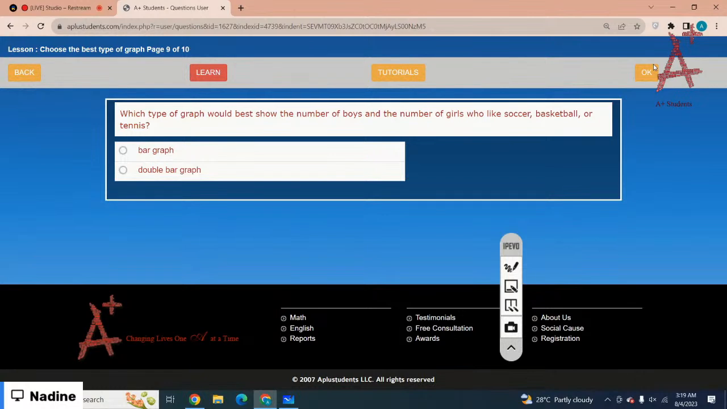What type of graph would best show the number of boys and number of girls who like soccer, basketball, or tennis? So, which is the correct option? Bar graph or double bar graph? That is a comparison of two data sets, number of boys and number of girls, right? So, you can use the double bar graph.